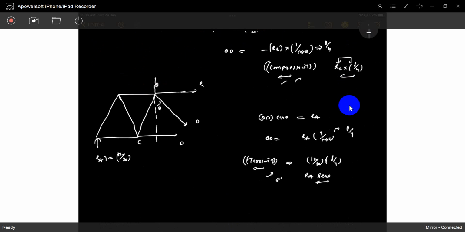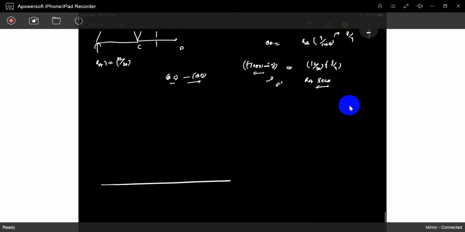Understood? So both members relating to the joint Q, QC and QD, get the same force. They get the same force when the load is at a certain point. QC and QD get the same force throughout as the load is placed, but opposite in sign convention. Opposite means compression or tension.